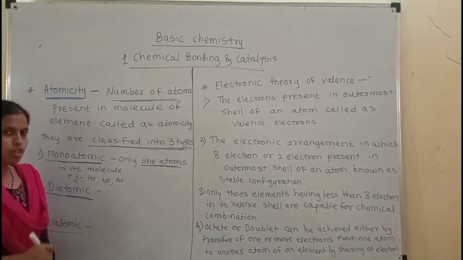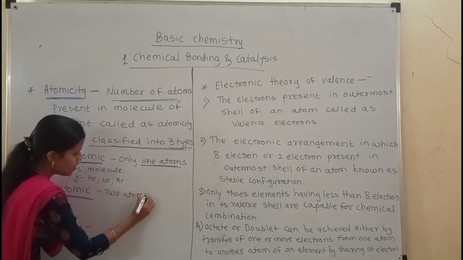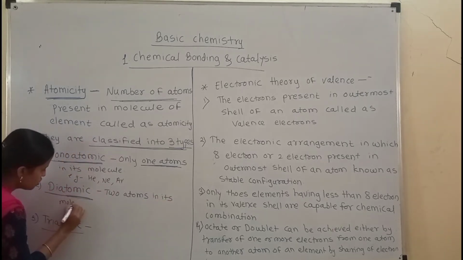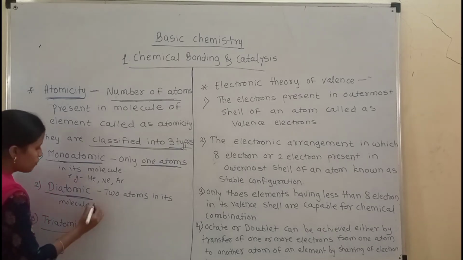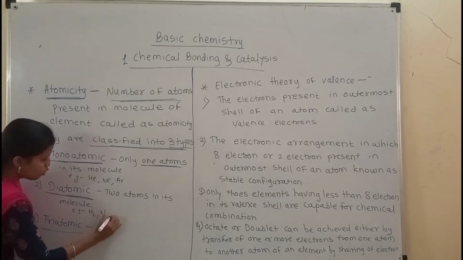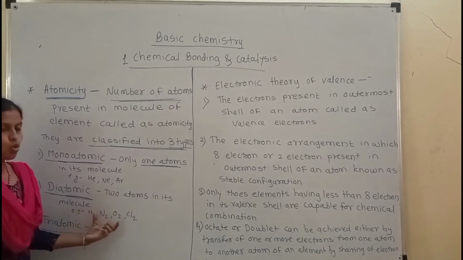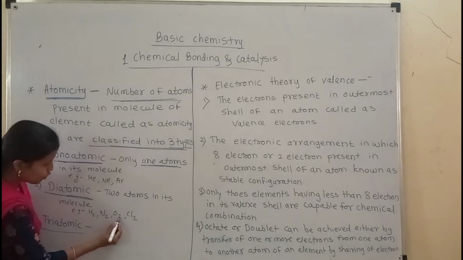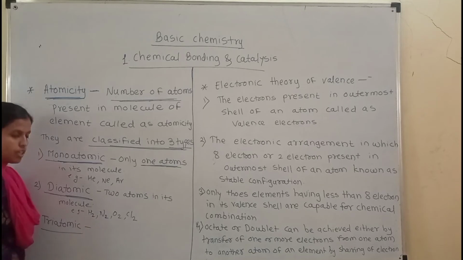The next type is diatomic. Diatomic means the molecule has two atoms present in it. Molecules having two atoms show the diatomicity of that particular molecule. Examples are H2, N2, that is hydrogen, nitrogen, oxygen, chlorine, etc. They show diatomicity. Why? Because these molecules have two atoms.